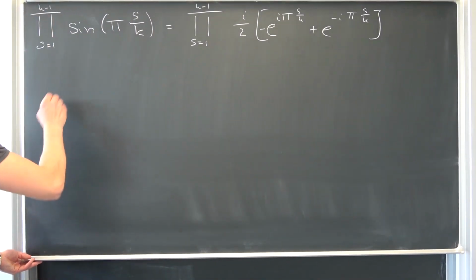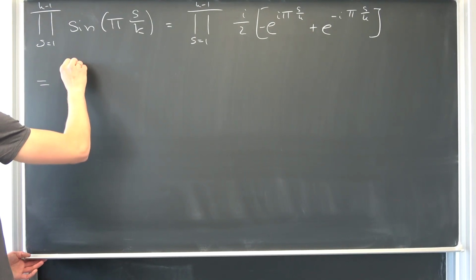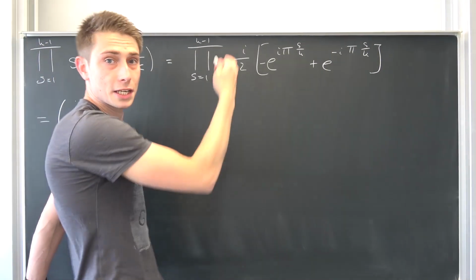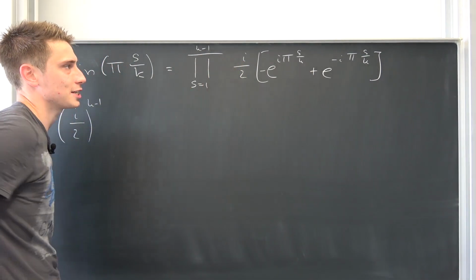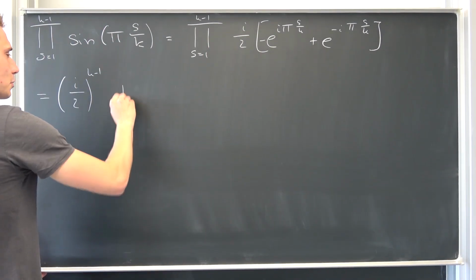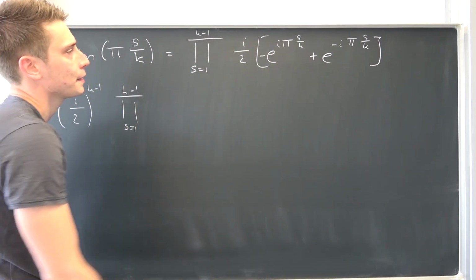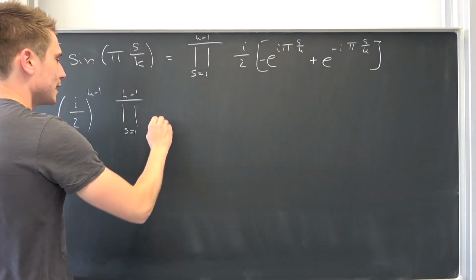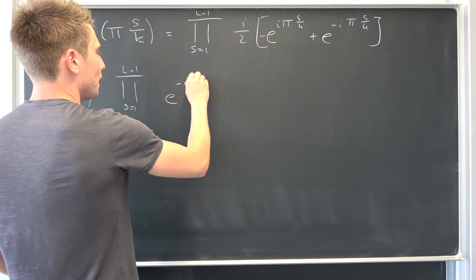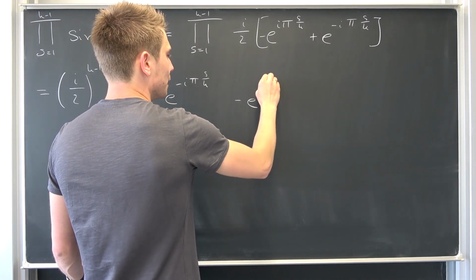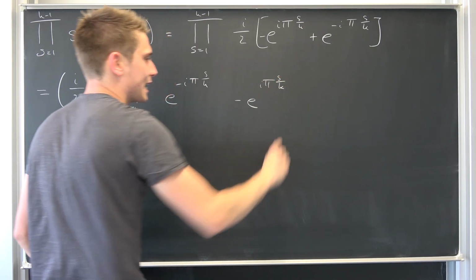Now, what are we going to get? We are going to get i over 2 to the k minus 1th power. Try it out for yourself. Take a piece of paper. It's actually pretty easy what I just said. And then also times our finite product. And then we are going to get this right here, okay? e to the negative i pi s over k, and then minus e to the i pi s over k.